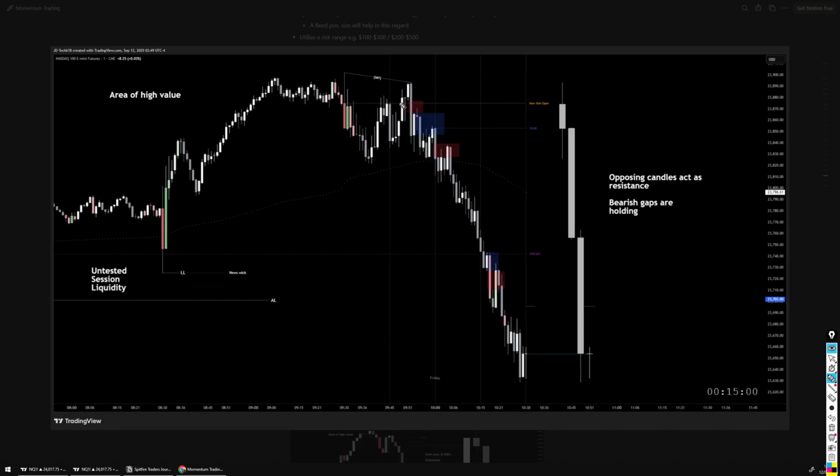This is typically what we want to be looking for when we're in the midst of these kinds of moves, and these moves are very common in NQ, especially when there's a high impact news day.